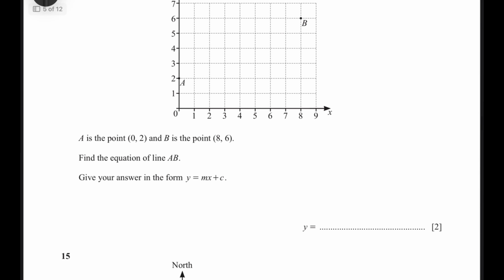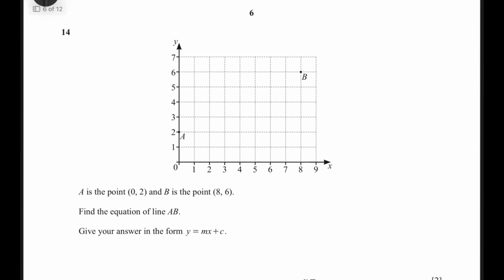Okay, next. 14th. A is a point 0 comma 2. Okay, here is A, 0 comma 2. B is a point 8 comma 6. Okay, this is 8 comma 6. All right. Find the equation of the line AB. So just draw this line AB. You have to find the equation of the line AB. Give your answer in the form y equals mx plus c.